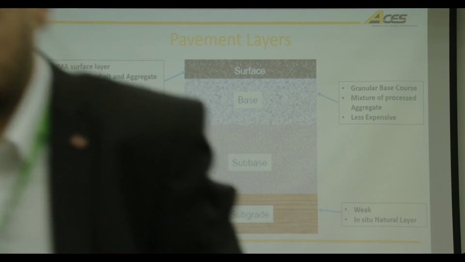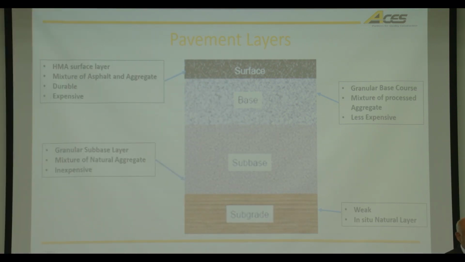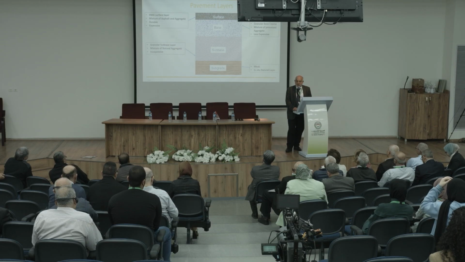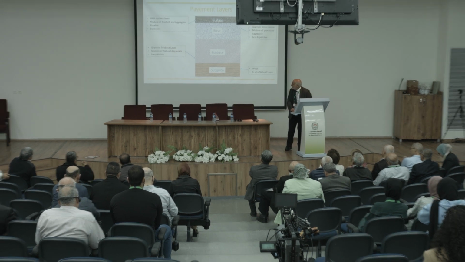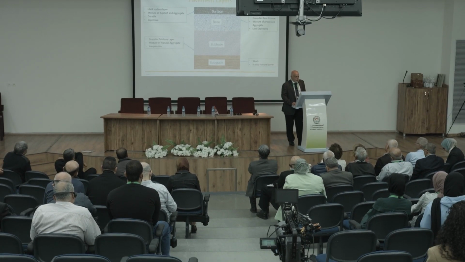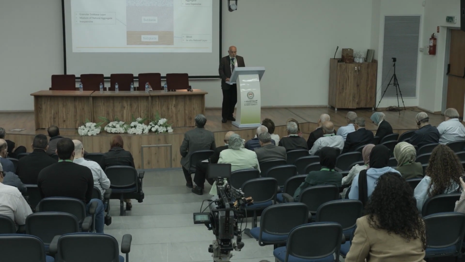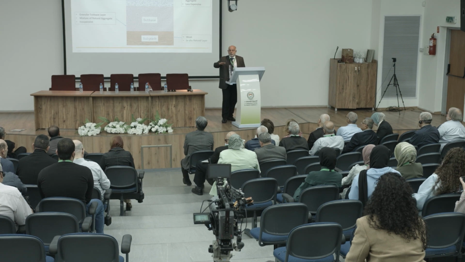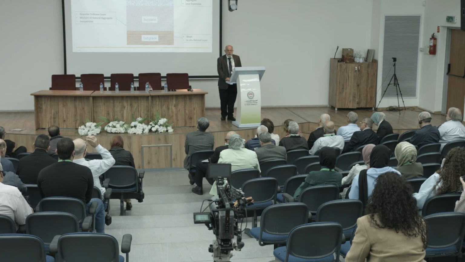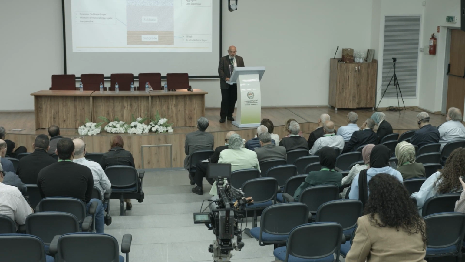Beneath that is the base, which is a granular base course, a mixture of processed aggregate, which is less expensive than the asphalt material. After that is the sub-base, which is also granular. So the base and sub-base layers are granular materials. The granular sub-base layer is a mixture of natural aggregate, which is inexpensive. And all these three layers sit on the subgrade, which is the natural ground, weak, and an in situ natural material.